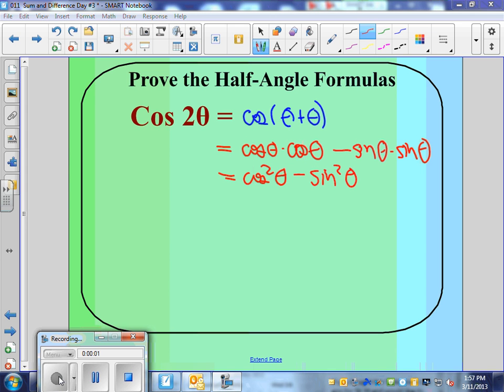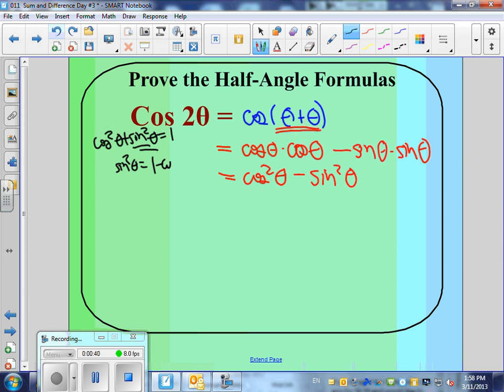We are proving our last set of trig identities today. Cosine 2 theta is the cosine of theta plus theta. I just showed that that's cosine squared minus sine squared. So back, way back, do you remember that cosine squared theta plus sine squared theta was equal to what? 1. What is sine squared theta equal to? Solve for it algebraically. Sine squared theta is 1 minus cosine squared theta.